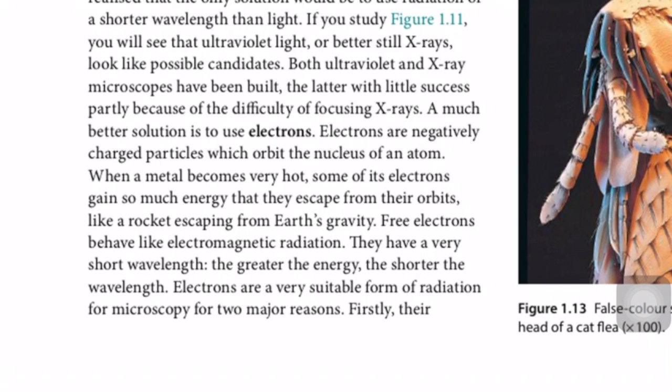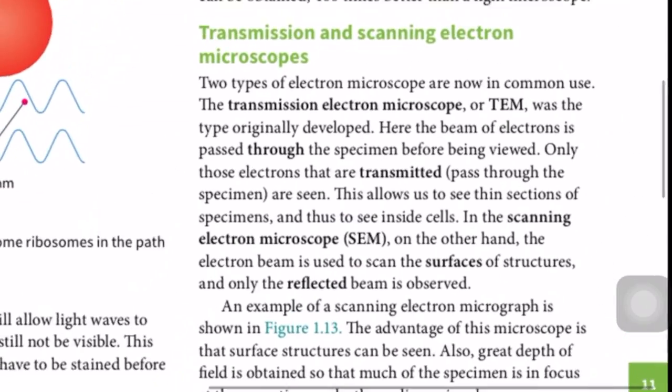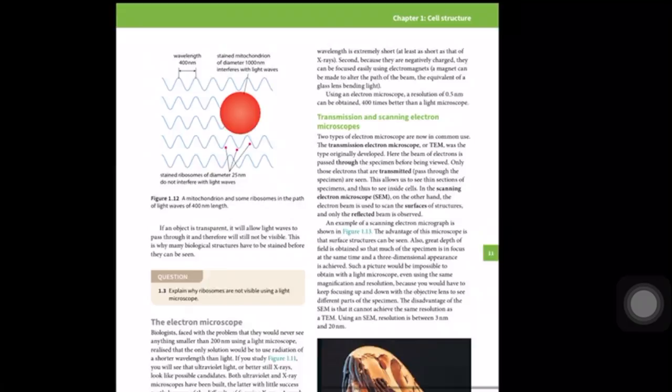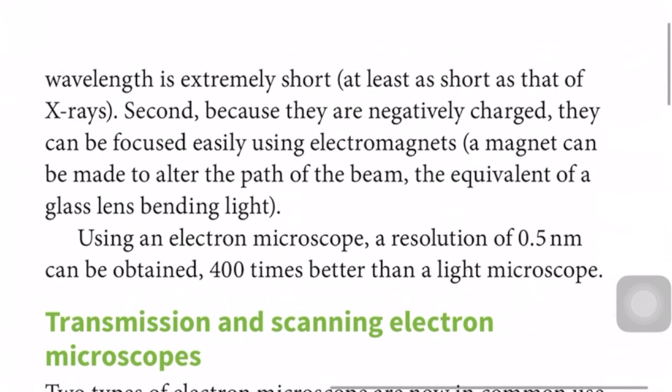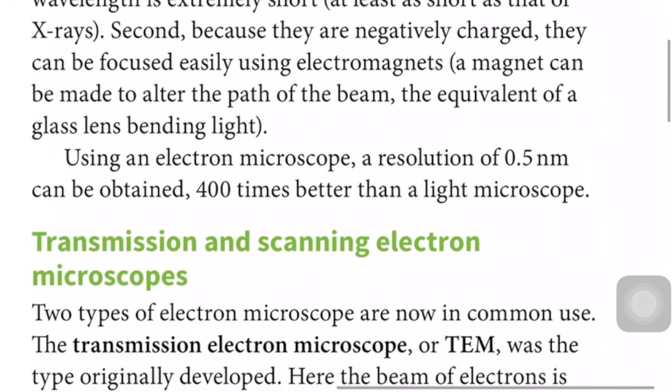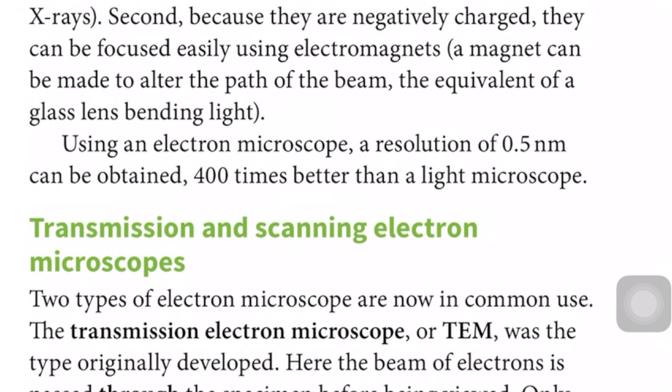Electrons are a very suitable form of radiation for microscopy for two major reasons. Firstly, their wavelength is extremely short, at least as short as that of X-rays. Second, because they are negatively charged, they can be focused easily using electromagnets. A magnet can be used to alter the path of a beam, the equivalent of a glass lens bending light. We do not know why this is happening because we are not students of physics. Using an electron microscope, a resolution of 0.5 nanometer can be obtained, 400 times better than a light microscope.